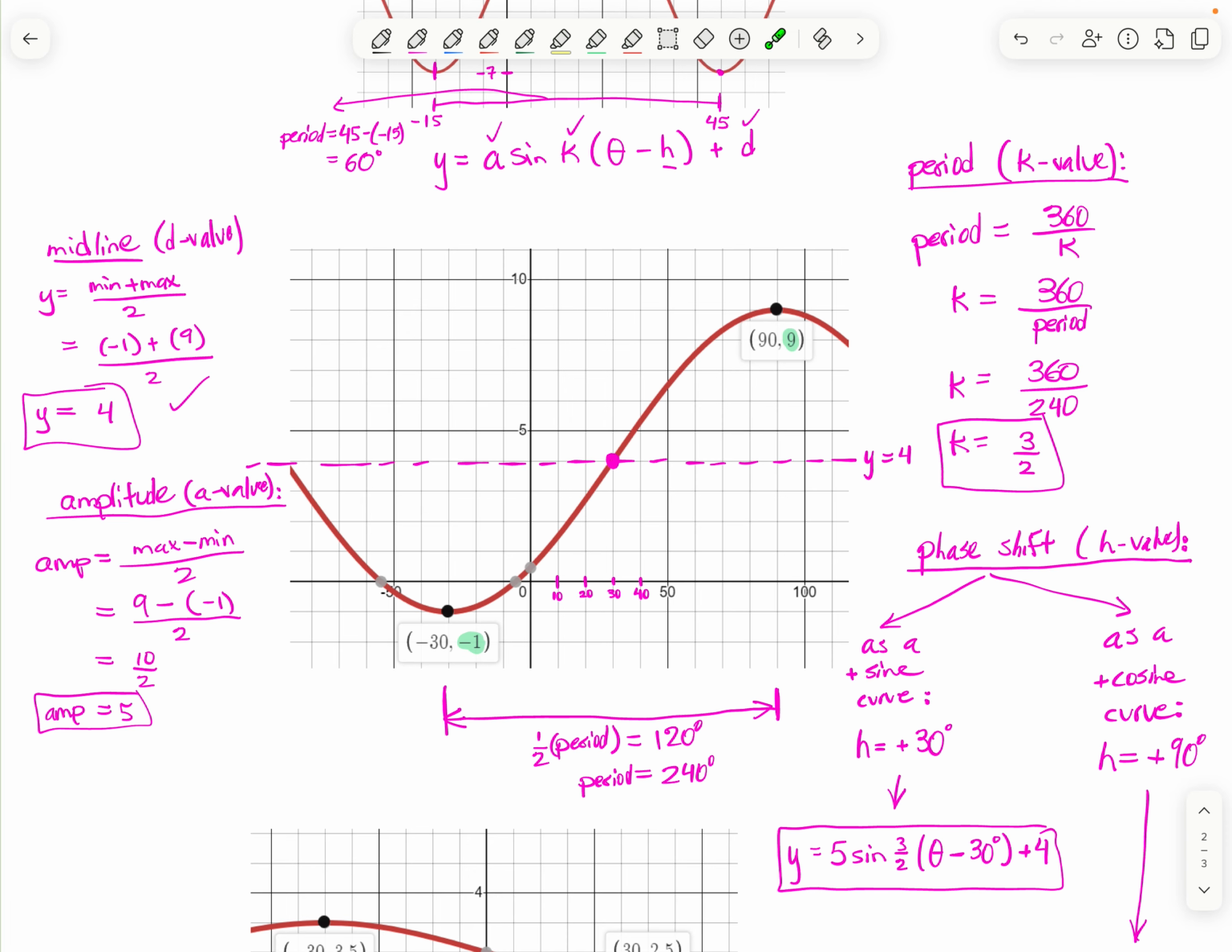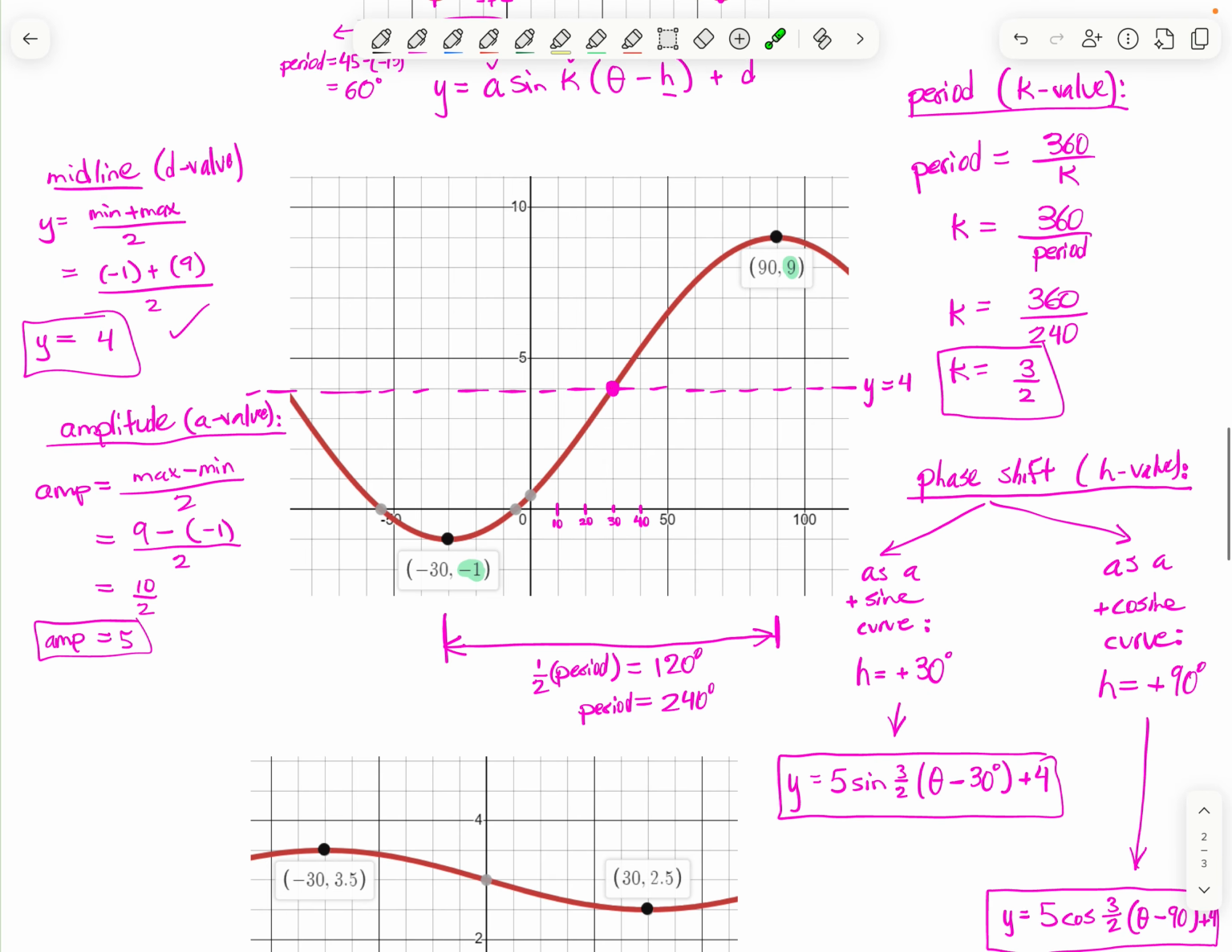So now we can calculate K, right? K is 360 divided by the period, so 360 divided by 240, 3 over 2. Right? So that's good. So now we can actually figure out, do we want to graph this as a sine or cosine? Well, if we want to use sine here, that shift right there is 30 degrees, so h is positive 30, which means that in the equation, I'd have to have written it like this with the negative 30 there, so theta minus 30. And yeah, I have my A, K, and D values there.